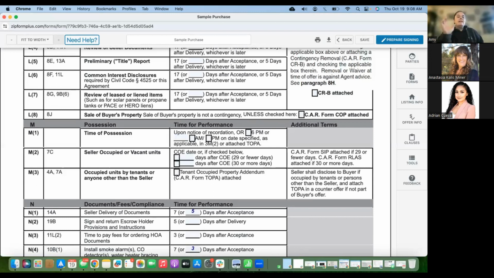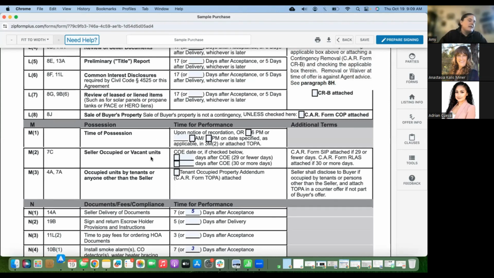Here in section M is where the residential purchase agreement talks about possession of the property. The first is time of possession upon notice of recordation or on date specified as applicable in 3M2 or attached TOPA. So that's the default. You can also specify a specific time, it says 6 p.m., which would be the end of the day, basically, or another time on date specified as applicable, or in 3M2 attached TOPA.